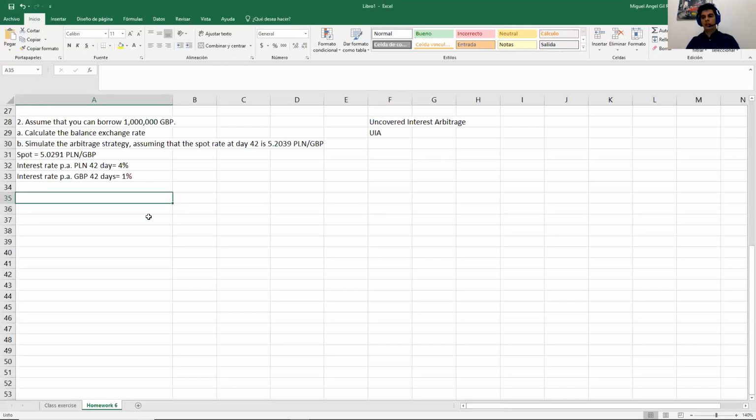In this strategy, you do the same thing. You start with money, in this case, in the UK. You invest in the UK. You calculate how much you will get in the UK. And then you do the other thing. What if I go to Poland and I invest in Poland and then I go back to the UK? But when we go back to the UK, we have to be careful because we don't have a forward, so we don't know what's going to happen.